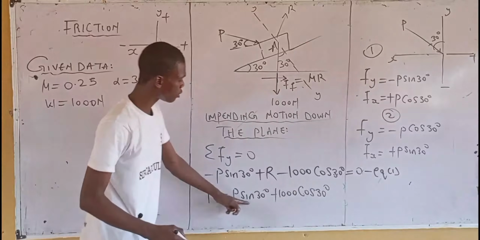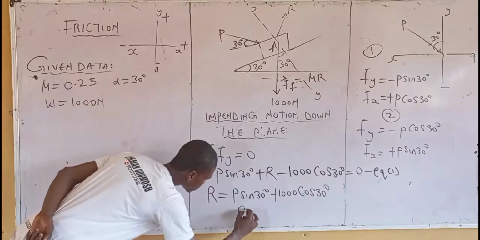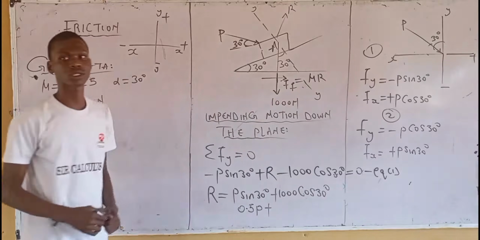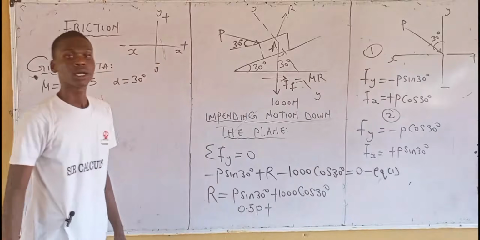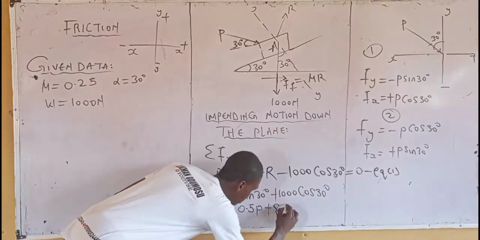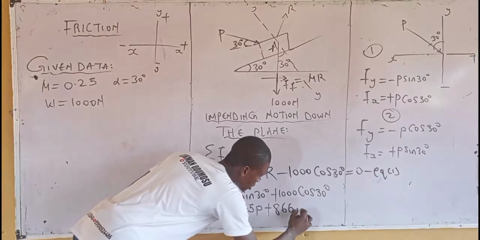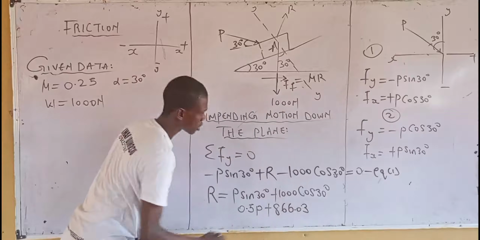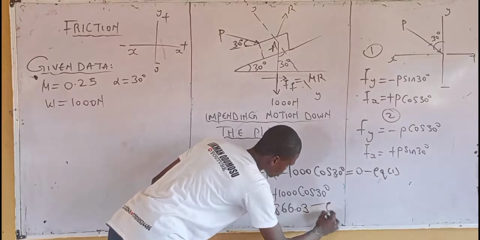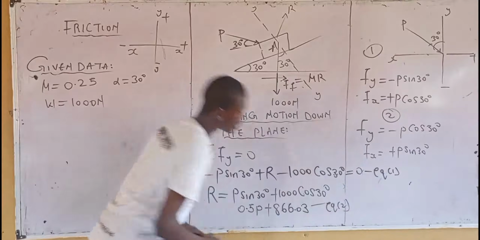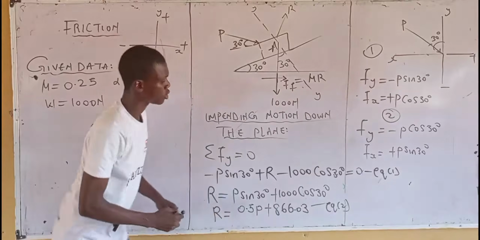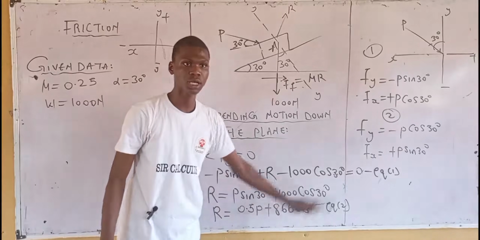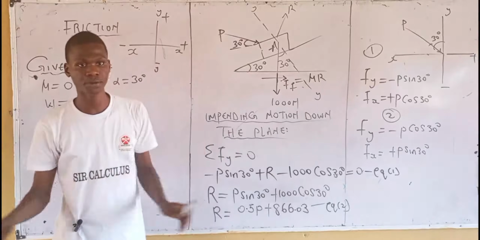Okay, let's get the value of sine 30. That's 0.5p plus, what's the value of this? Input this in your calculator. What do you have? 866.03, right? Call this equation 2. r equals 0.5p plus 866.03. That's equation 2. I'm done with vertical forces.